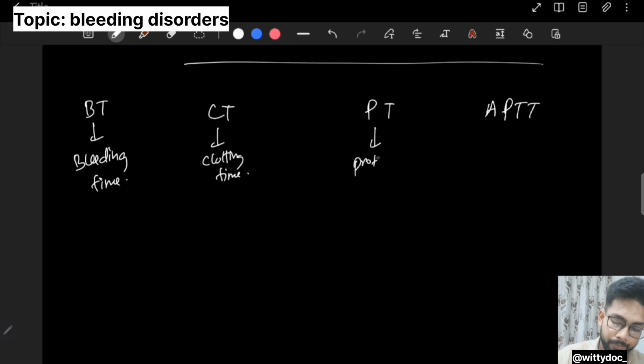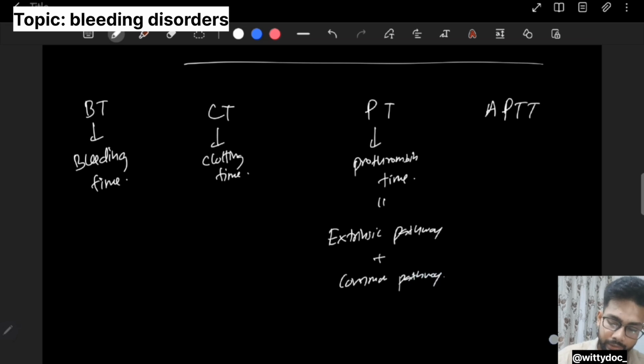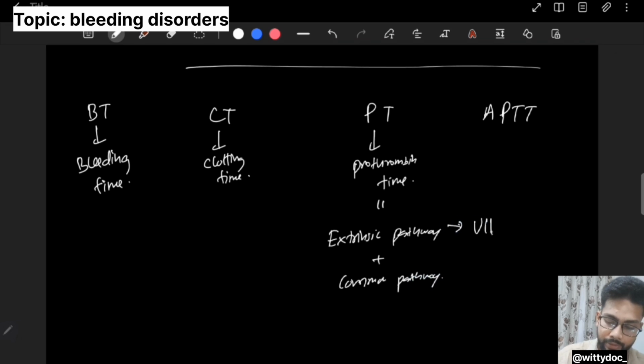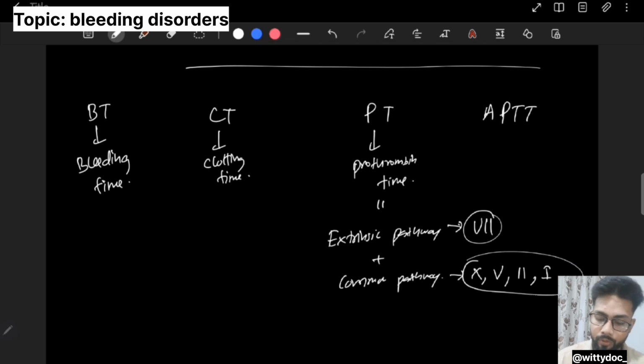PT is prothrombin time. It is equal to extrinsic pathway plus common pathway. Extrinsic pathway is factor 7 and common pathway consists of factor 10, 5, 2 and 1. If you want deep knowledge about these clotting factors and coagulation pathway, make sure you watch my previous video, Hematology Part 1. There I have included coagulation factors and the coagulation pathway in depth.